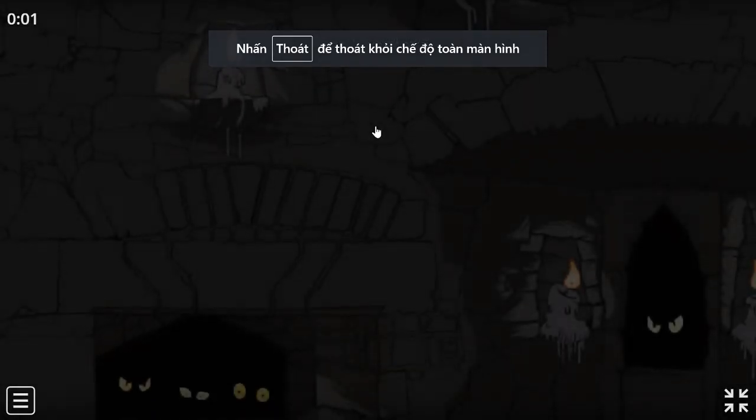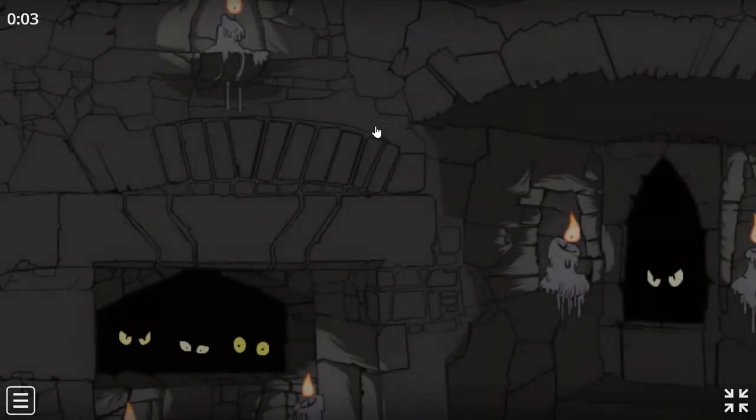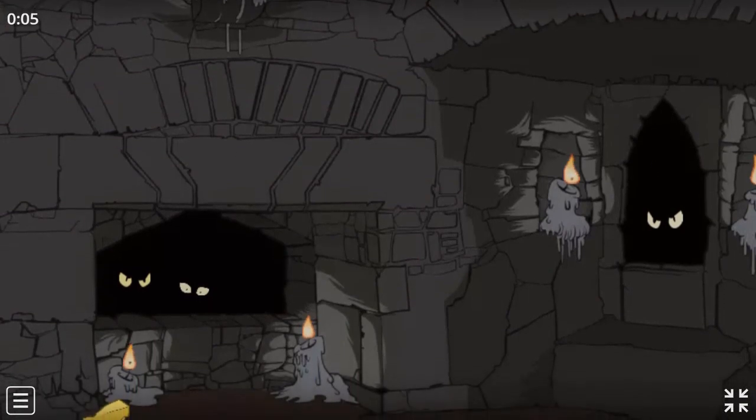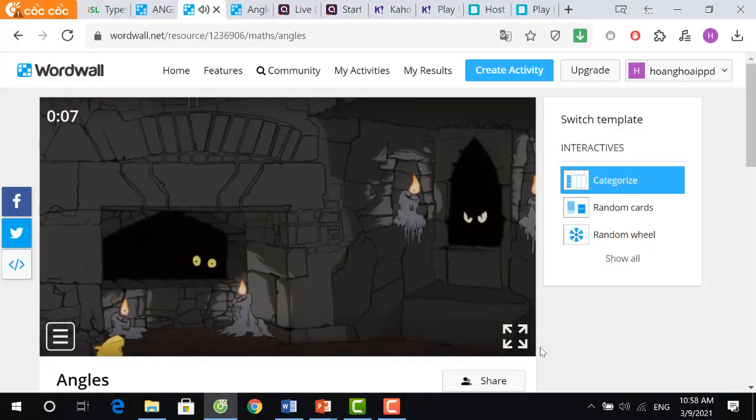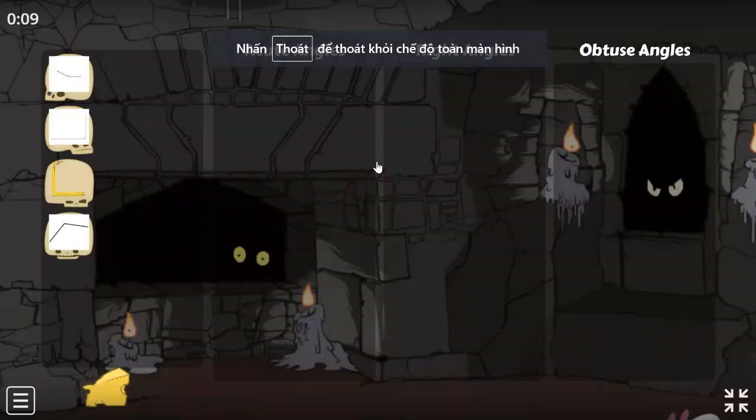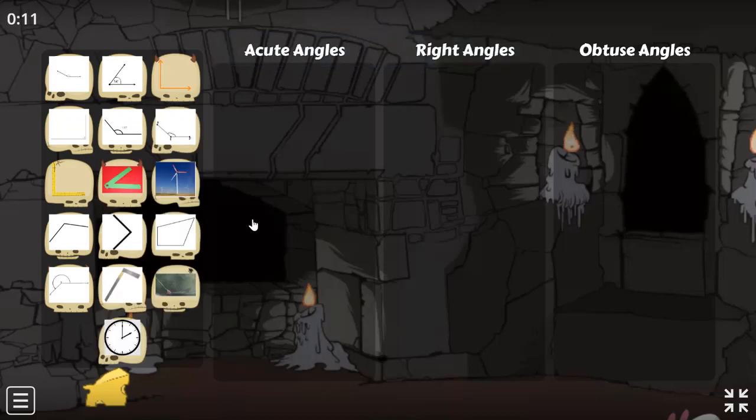Next. Next activity teacher has here is group activity. So teacher is going to divide our class into 3 teams. Each team is going to sort out which picture belongs to acute angles, which picture belongs to right angles and which picture is obtuse angle.